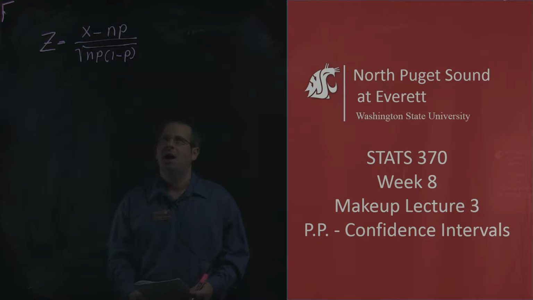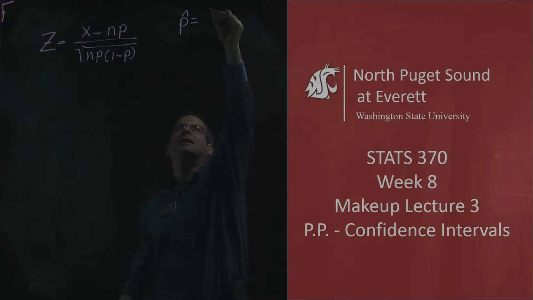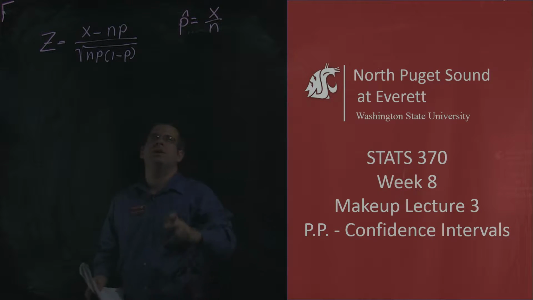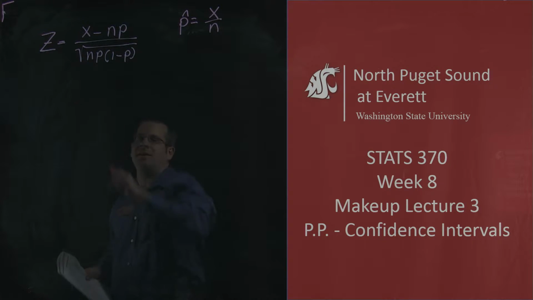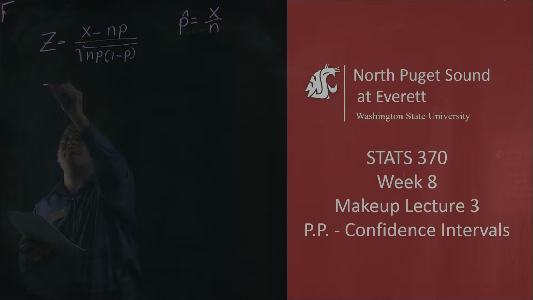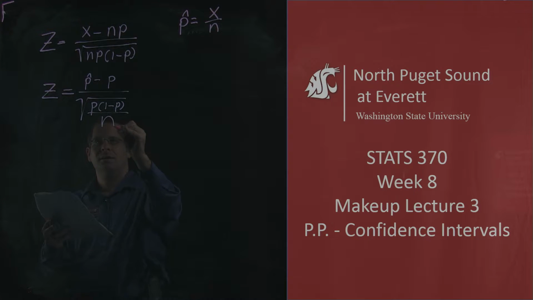So our test statistic z, but you'll remember that I defined p hat as equal to x over n. So what I'm going to do is divide both the top and the bottom of this equation by n. And I'm going to skip a step, and I'm going to hope you can see what happened with the algebra. This means that this is the same as p hat minus p over the square root of p times 1 minus p over n.